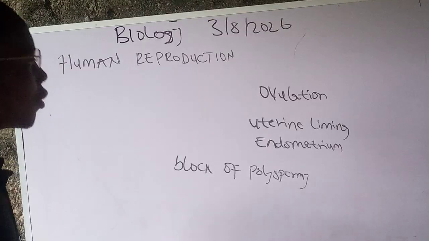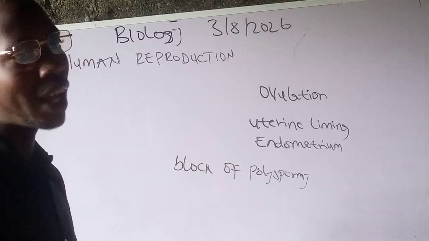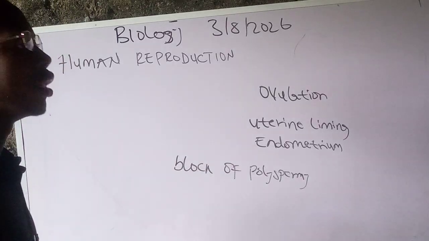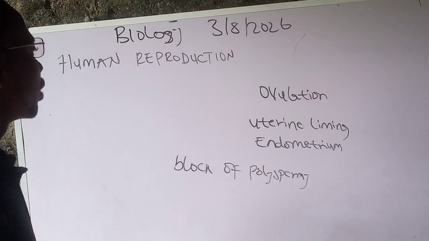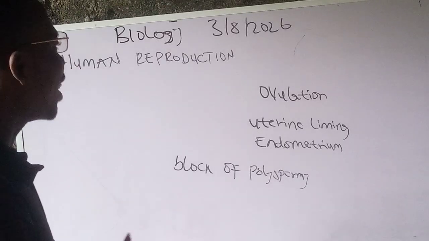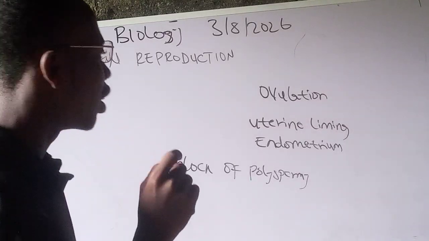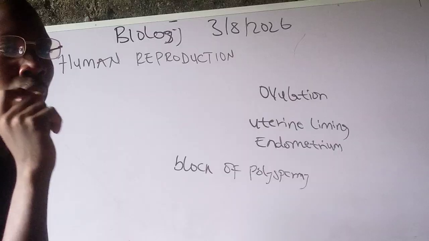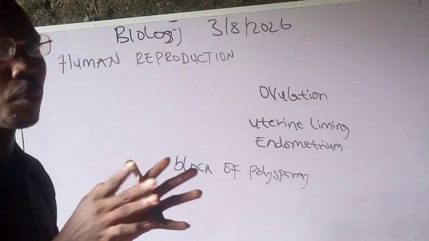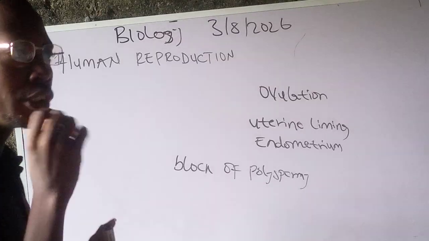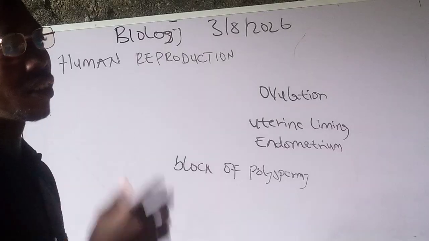Then if the egg splits into two after fertilization, it is going to give birth to what we call identical twins. In a situation where the egg does not split totally after fertilization, it gives birth to what they call conjoined twins, even though it is rare. It's rare, you understand? But we still have them. Conjoined twins are joined together, for example at the skull.